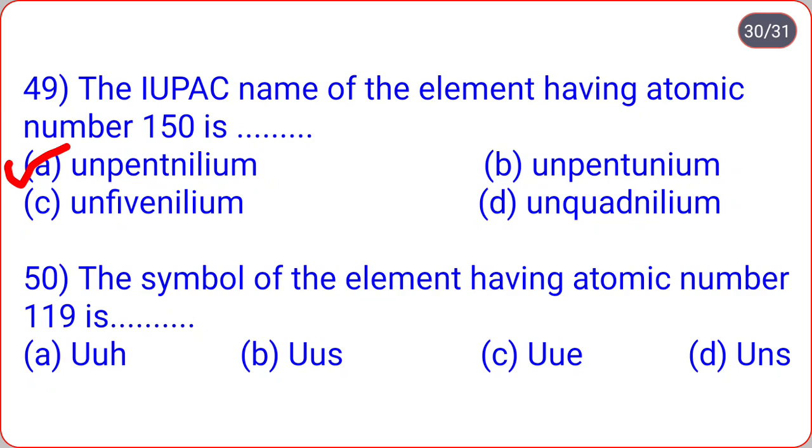Then next, the symbol of the element having atomic number 119. For 1 we know that un is U, another one is small u, and for 9 en is E, UUE, that is option C. This one is the last question. The symbol of the element having atomic number 119 is UUE.